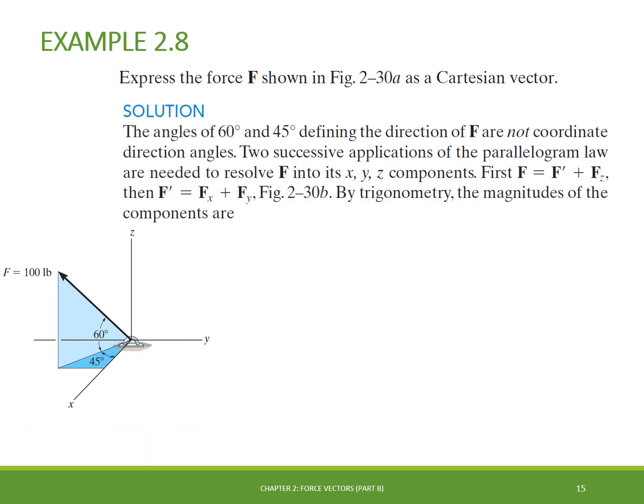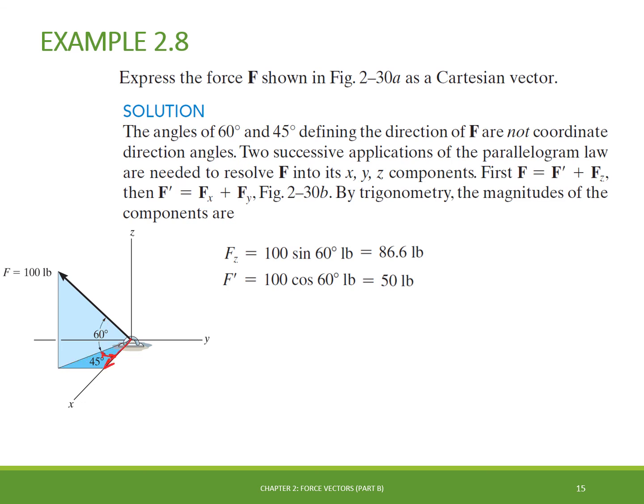To solve this problem, we have to apply the parallelogram law at least twice in order to resolve F into the x, y, and z components. Let's start with the component in the z-axis that we obtain by multiplying the sine of the 60 degrees angle and the magnitude of F, which results in 86.6 pounds. If we take the sine of the same angle and multiply by the magnitude of F, then we get the magnitude of F prime, which is 50 pounds.